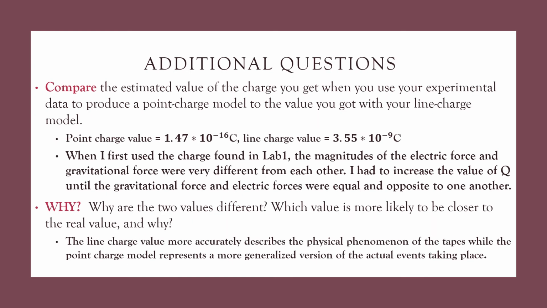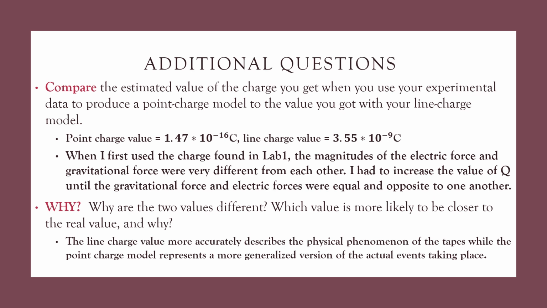As some additional observation questions, we had to compare the value of the point charge and the value of the line charge. Using the point charge model, we found that the value was many magnitudes smaller than the line charge value of 3.55 times 10 to the power negative 9. When I first used the charge found in Lab 1, the magnitudes of the electric force and the gravitational force were very different from each other. I had to adjust and increase the value of Q in the code until the gravitational force and electric force were equal and opposite to one another.